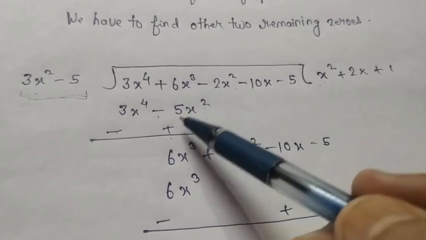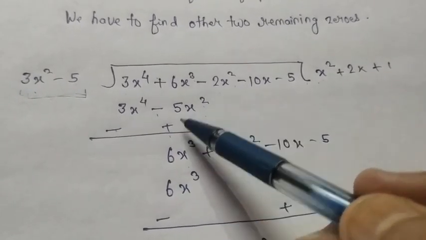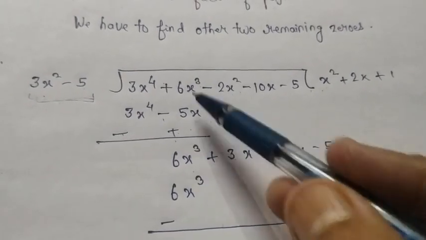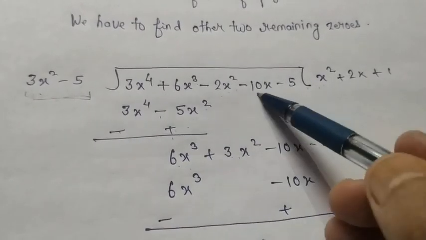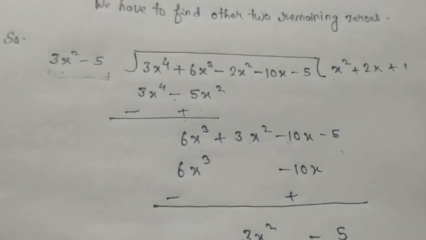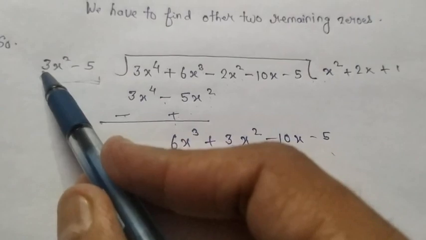Okay, now here is plus 5x square and here is minus 2x square. So 5 minus 2 will be 3x square. So 6x cube as is written, and it will come 3x square, it will come minus 10x, and it will come minus 5.